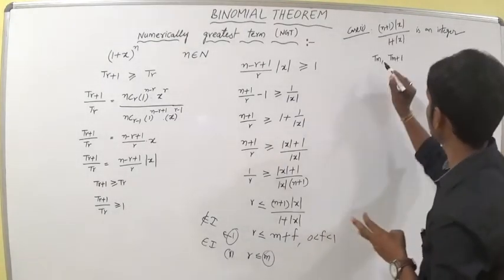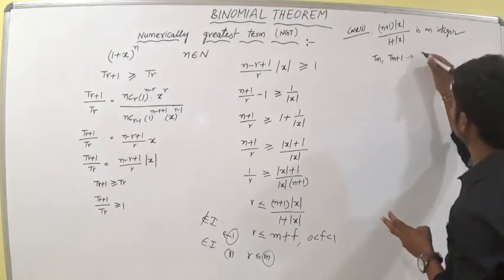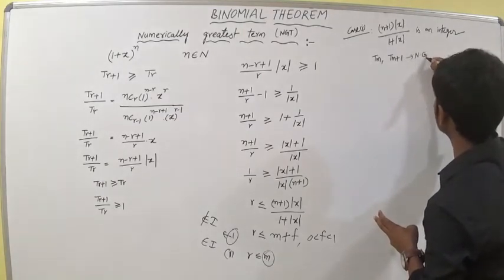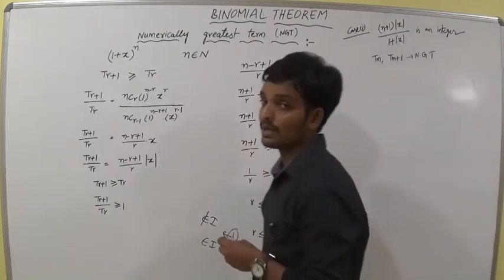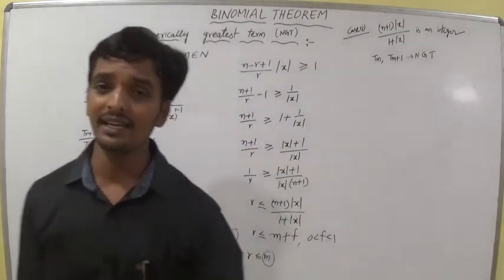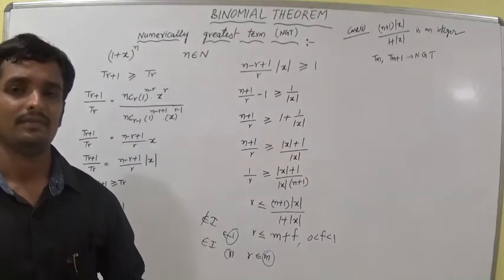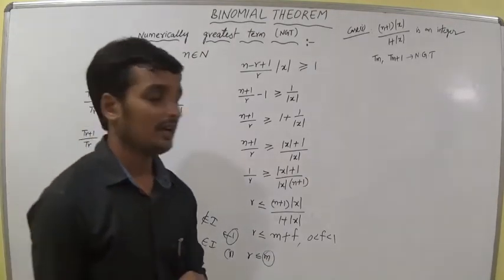That means T3, T4 are the numerically greatest terms. T3, T3 plus T4, Tm, Tm plus 1 are numerically greatest terms. Are you okay?